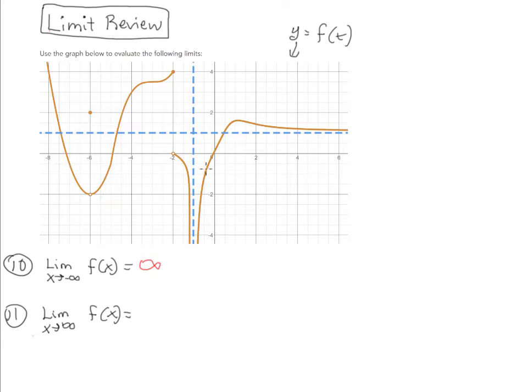So look at our infinity. As x goes to negative infinity, my function graph keeps going up, so it's infinity. And as my x gets extremely large, it's approaching that horizontal asymptote of 1.